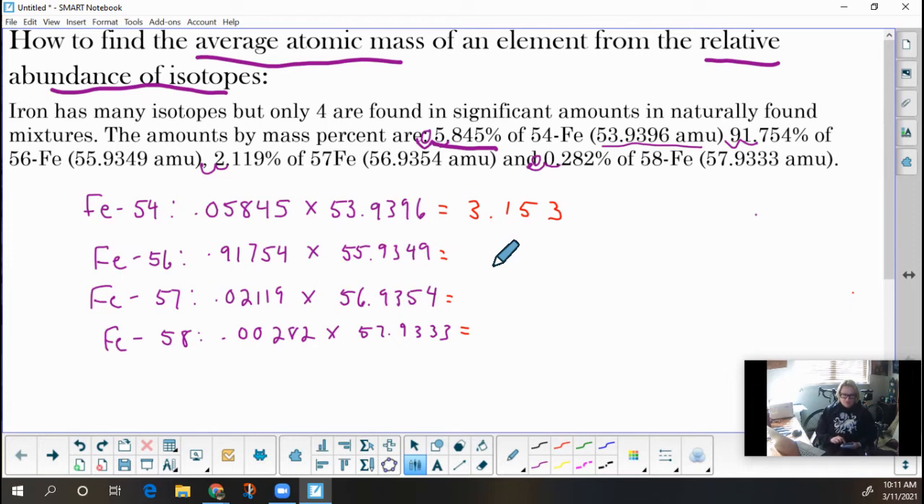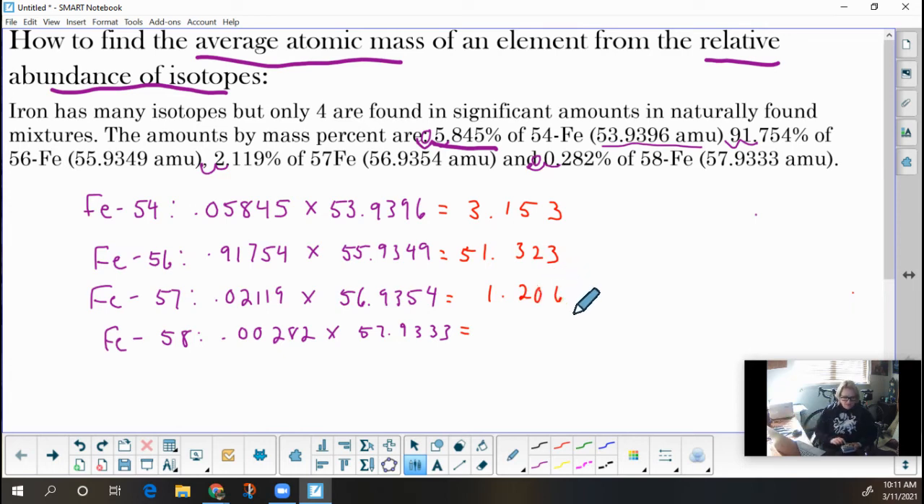0.91754 times 55.9349. This is the big piece that is contributed to the atomic mass on the periodic table: 51.323. The second to last one, 0.02119 times 56.9354. This one is only giving 1.206 AMUs to the total mass.